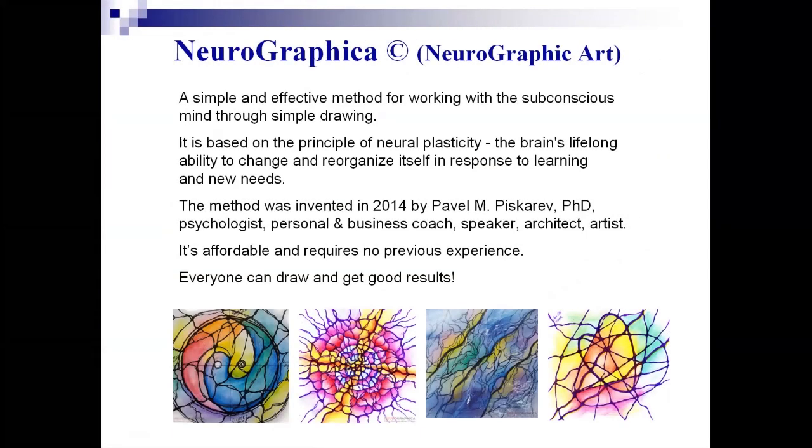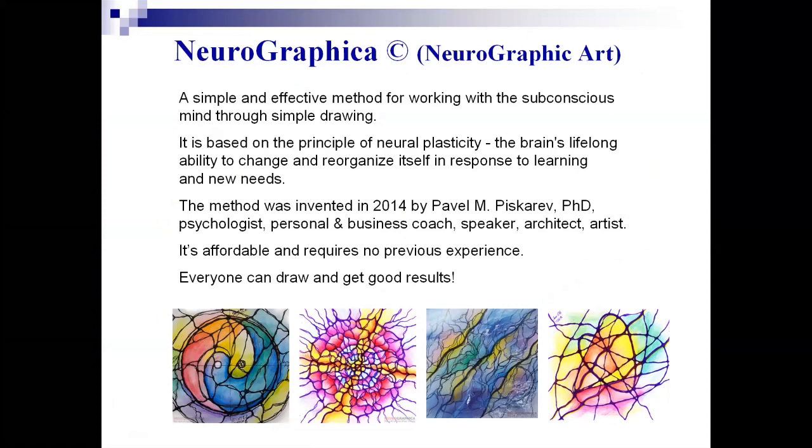So NeuroGraphica, or as it's known now in North America, NeuroGraphic Art. NeuroGraphica is a simple and effective method for working with the subconscious mind through simple drawing, predominantly abstract drawing. If you can see pictures, they can also be done incorporating neurographic elements, but the majority of what we do in NeuroGraphica, as a discipline, is abstract art that we create with our own hands, guided by our themes.